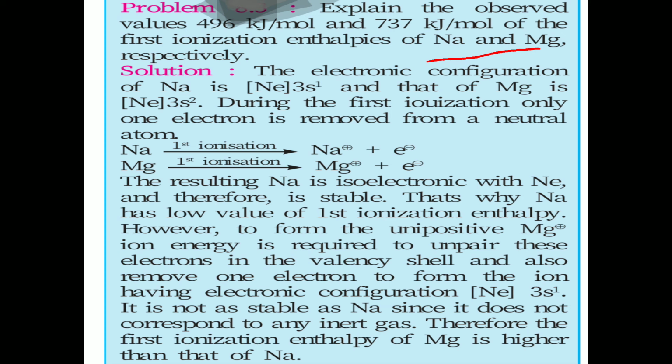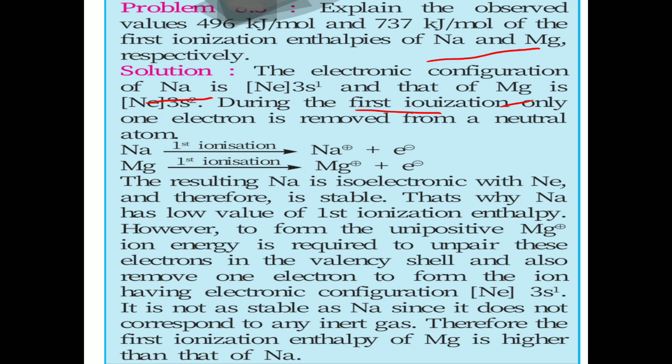Now first of all we see what is meant by the ionization enthalpy. The energy required to remove an electron from an isolated gaseous atom in its ground state is called the ionization enthalpy. That means when we want to remove an electron from its outermost shell, the amount of energy required is nothing but the ionization enthalpy. The electronic configuration of sodium is Ne3s1, and that of Mg is Ne3s2.